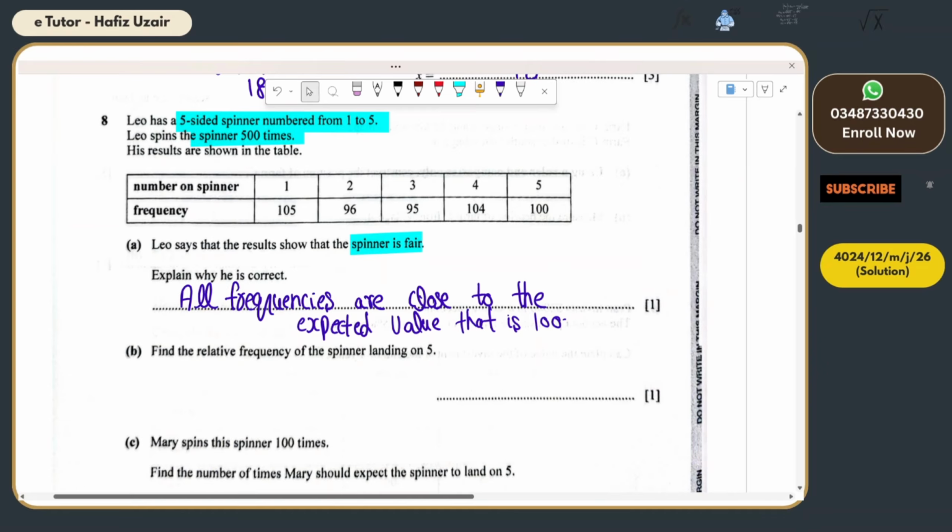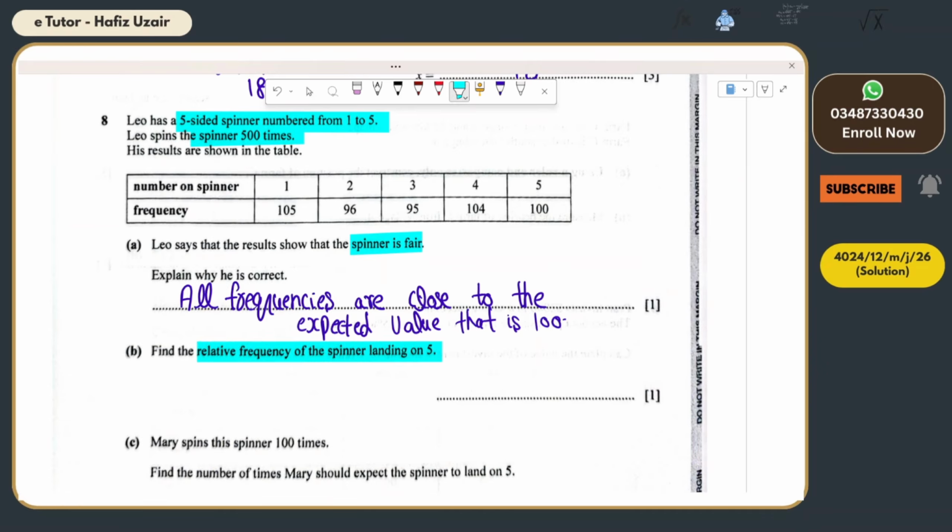So find the relative frequency of the spinner landing on 5. So that means you need to find the relative frequency, that is experimental probability. So the formula for probability is favorable outcomes over total outcomes. So 5 comes out for 100 times. All right, and Leo spins the spinner 500 times. So you can write 100 over 500. So that will be 1 over 5.